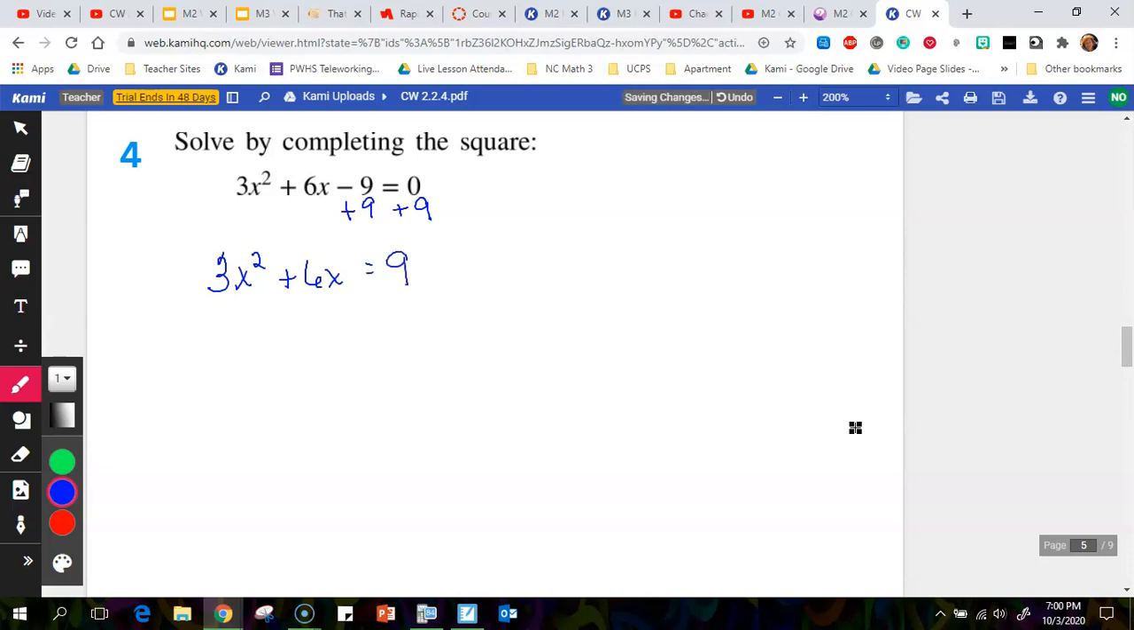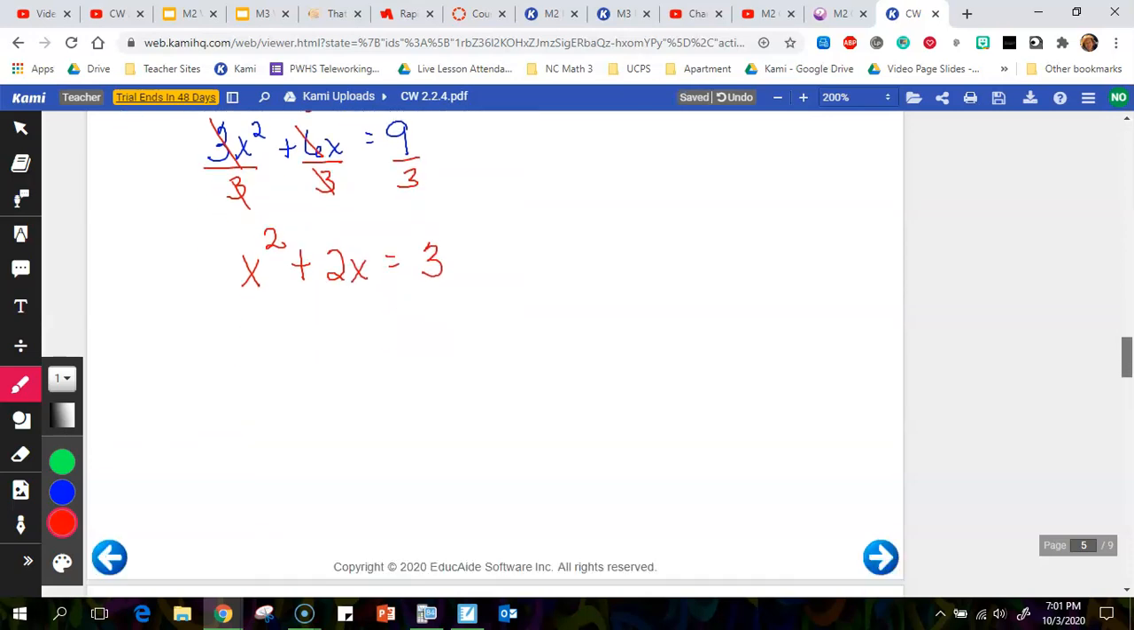The next step is to make sure that your x squared term is a 1. Well, it isn't a 1. So is there a way that I can make it a 1? Yeah, I just divide by the coefficient. So divide by 3 here. If I divide by 3 there, I have to divide everything by 3 to keep it the same equation, or an equivalent equation. So then this cancels, and now my x squared coefficient is a 1. This is going to be 2x equals, and then 9 divided by 3 is 3. Okay, so now I can move on from there.